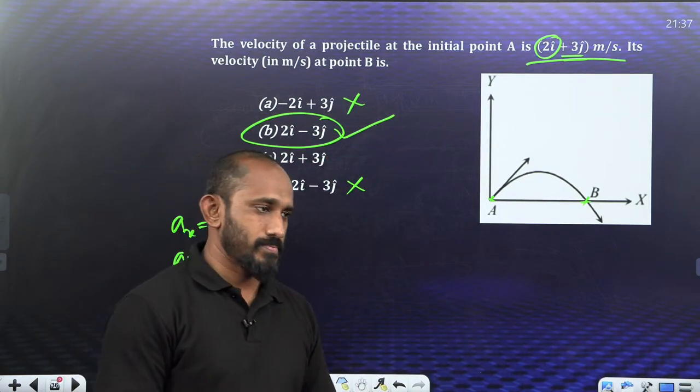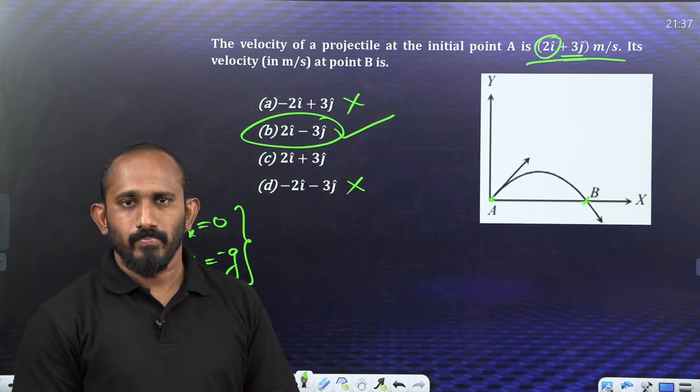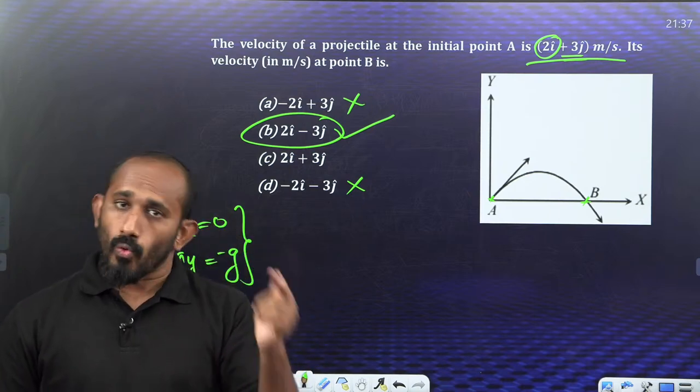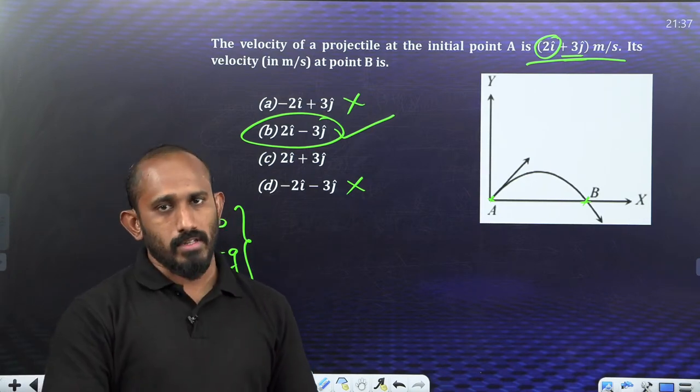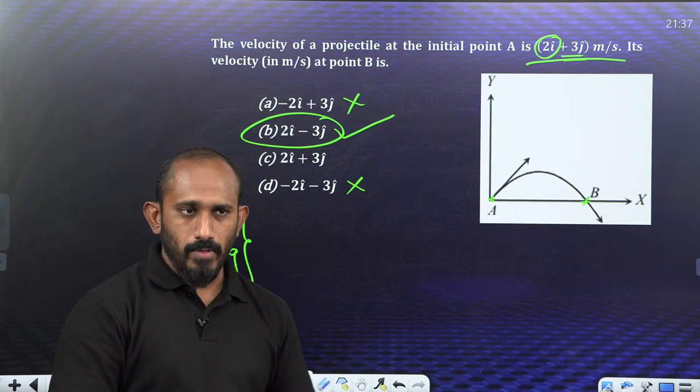It's a theoretical question. Okay? Correct answer. Clear that one? So only the x component of acceleration is 0, the y component is negative g. That is called a projectile. It moves only under the effect of gravitational force. Okay, that's the case.